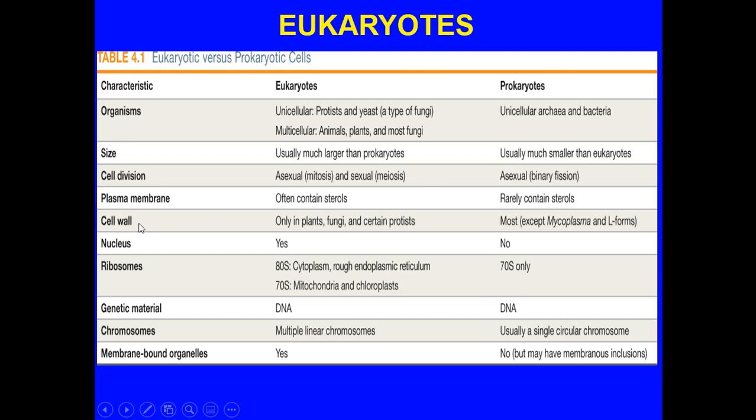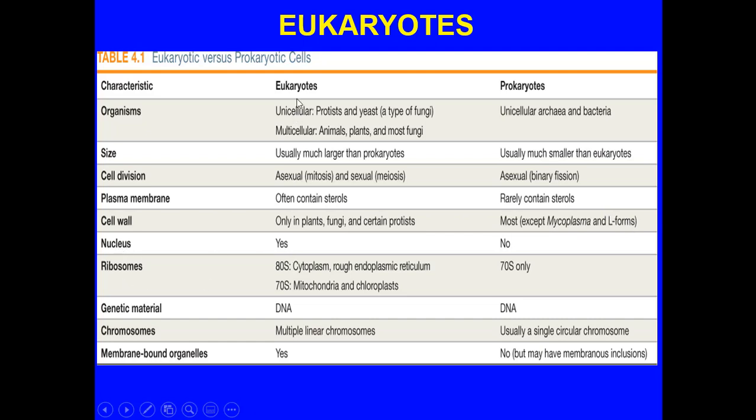fission. In the plasma membrane, eukaryotes often contain some type of sterols, yet prokaryotes, it's rarely found to have sterols. Cell wall, yeah, some prokaryotes have it, plants, fungi, certain protists for the eukaryotes, but for prokaryotes, most of them have it. The only exceptions are in the mycoplasma or in the L forms that are pleomorphic.